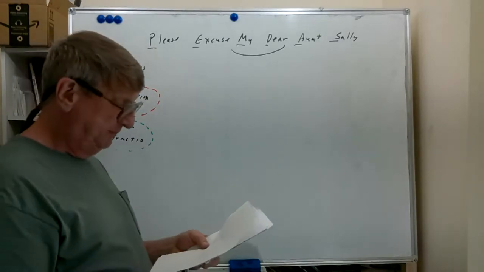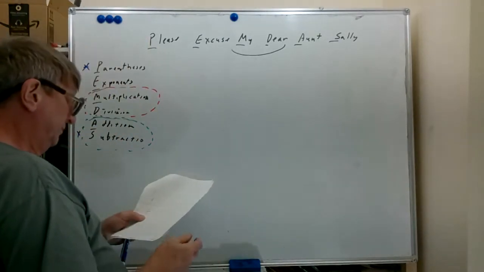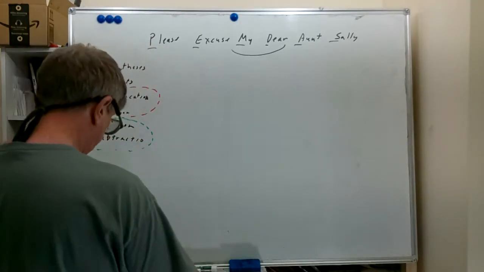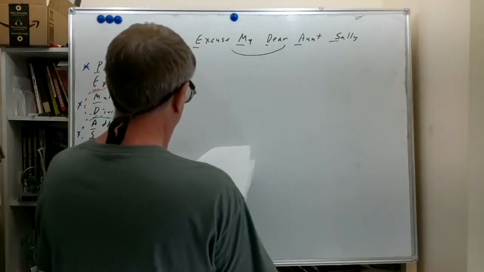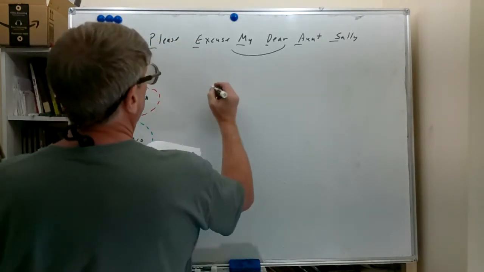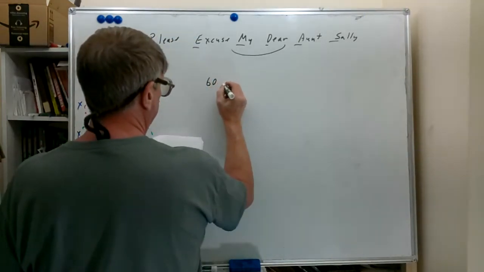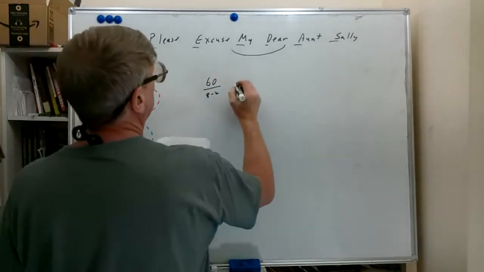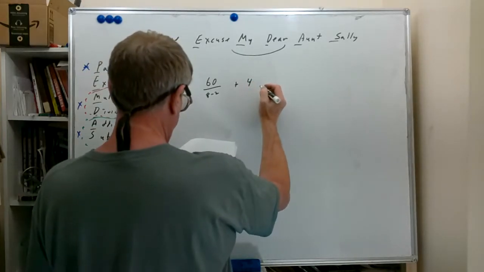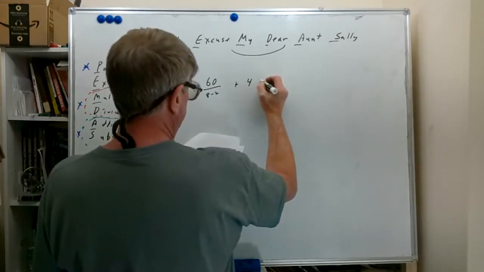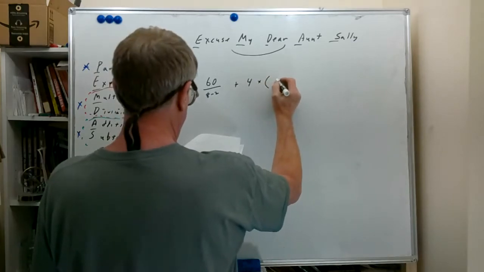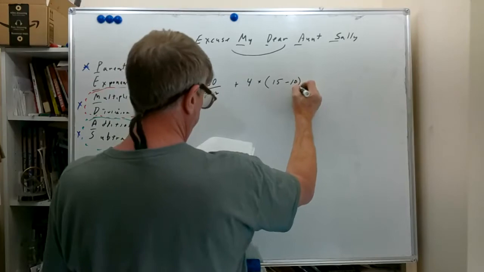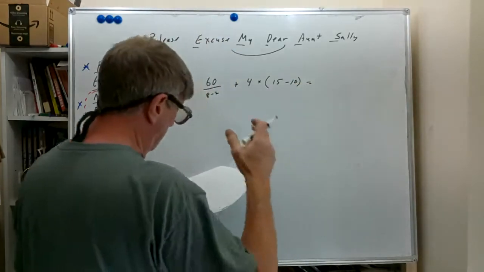We're going to do a little more involved example here. 60 divided by 8 minus 2, plus 4 times 15 minus 10. And what does that equal? We want to work that guy out.